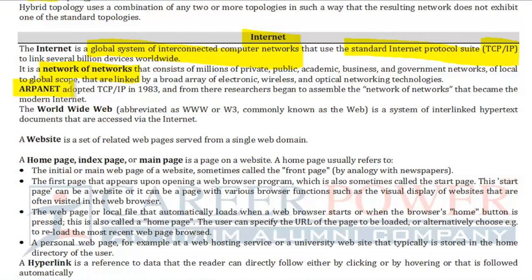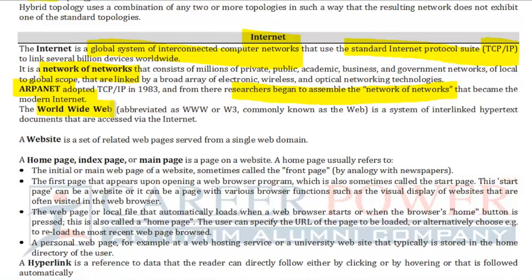Now, ARPANET. ARPANET was the first form or the earliest form of the modern internet. Now, if there's a question in exam that internet begin with dash, and I give you some options among which ARPANET is also an option, then this will be the correct answer. ARPANET adopted TCP/IP in 1983, and from there researchers began to assemble the network of networks, that is internet.